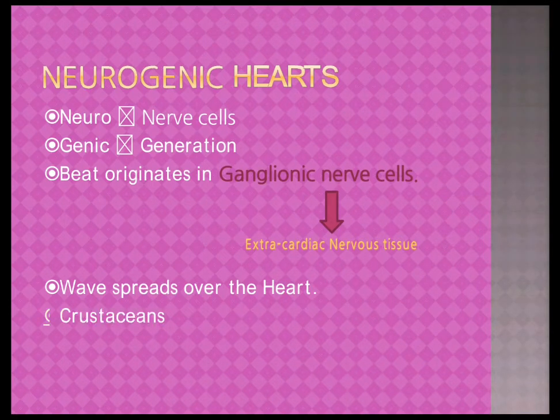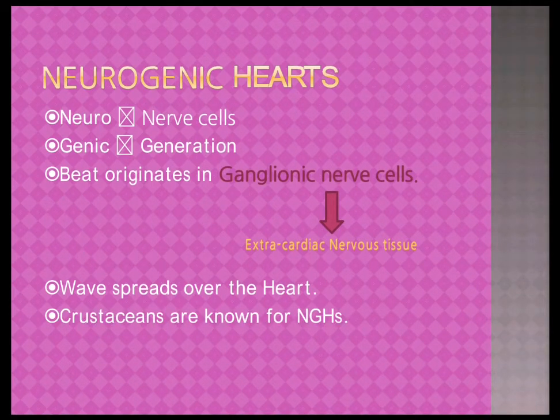Okay, students, if we go further, the crustaceans. We had talked about arthropods, but this is a particular group in the arthropods. The crustaceans are known for their neurogenic hearts. So the seat of the origin of the heartbeat is in the ganglionic nerve cells, which are not present in the heart but outside the heart.